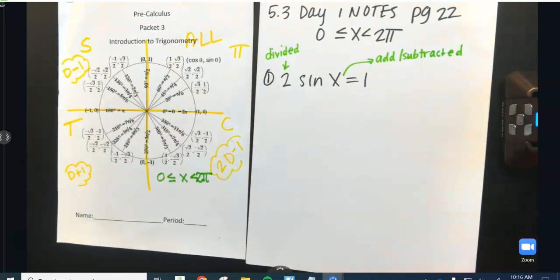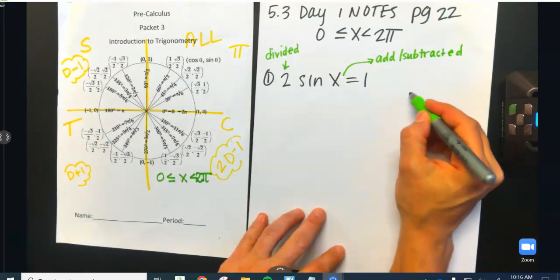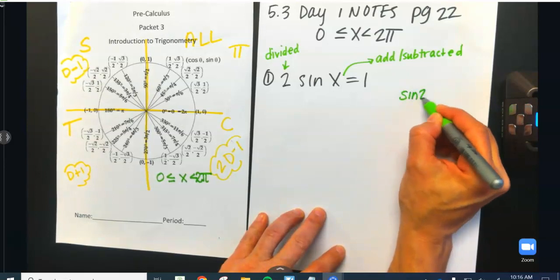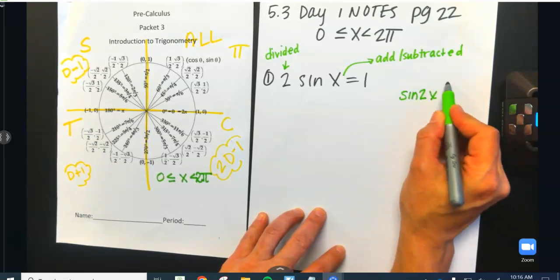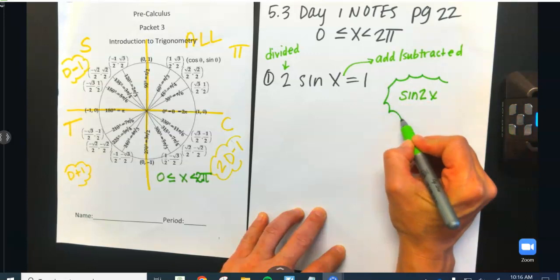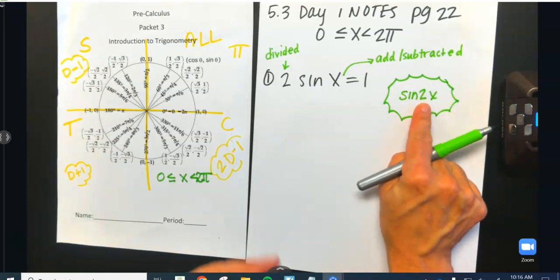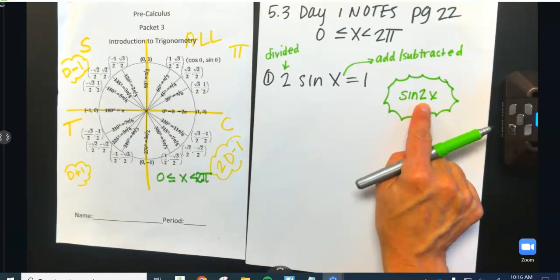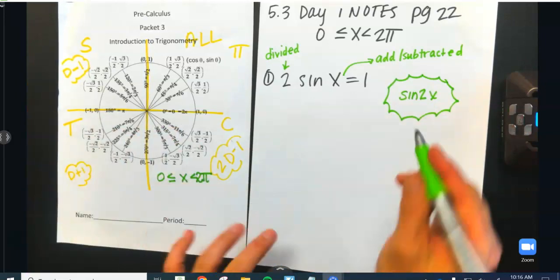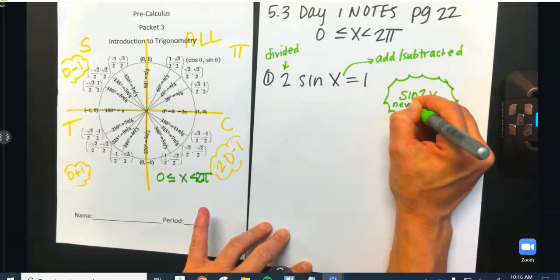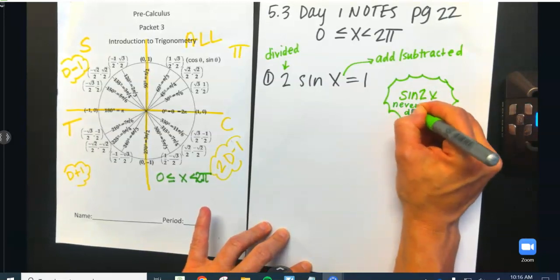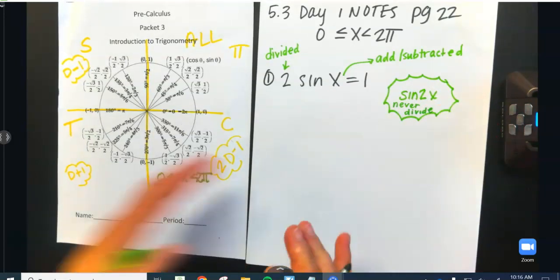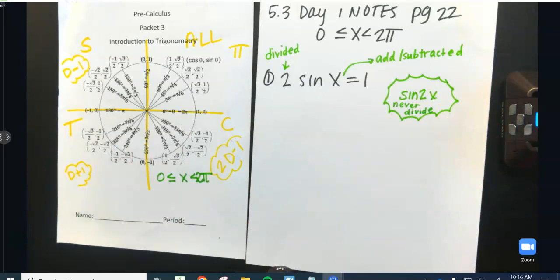Later on, not today, you might have something that looks like this. If you notice, that is in between sine and x. That's actually part of the radians. So never, ever divide. Never divide if it's in between the word and the letter x. You won't have to worry about that today, though.